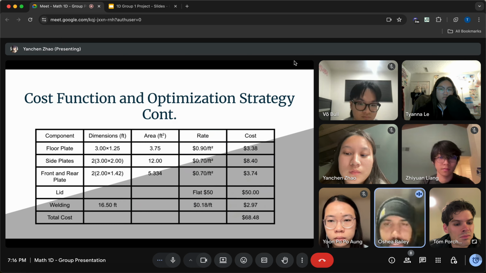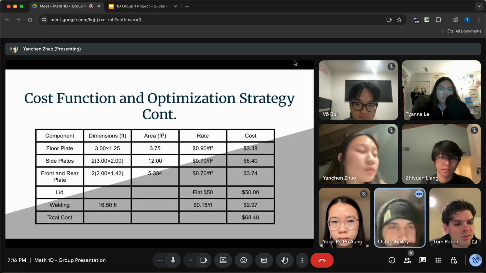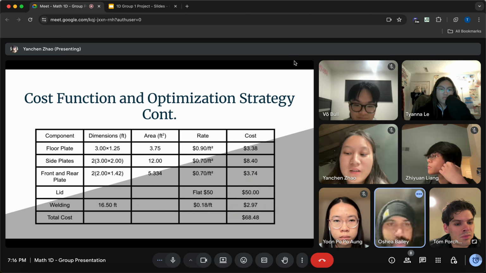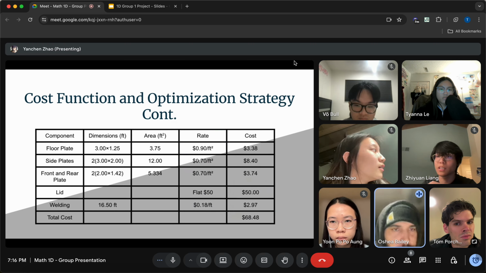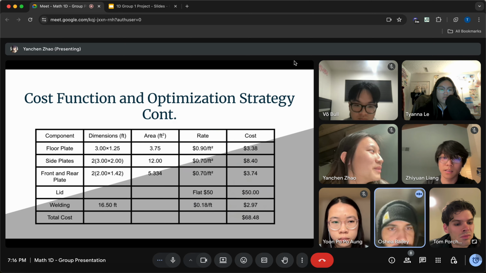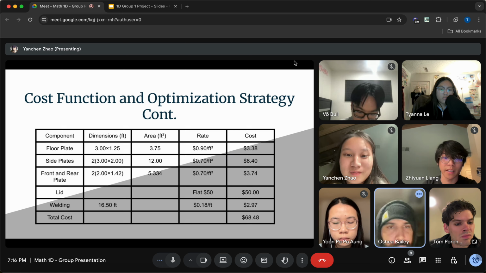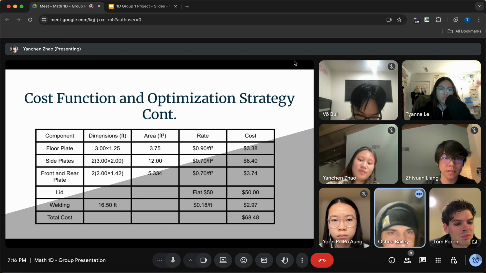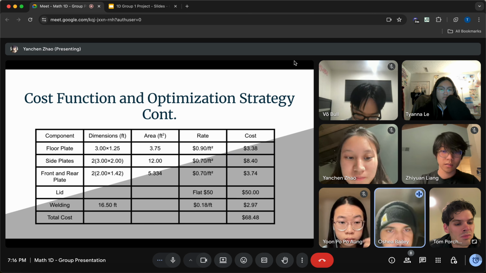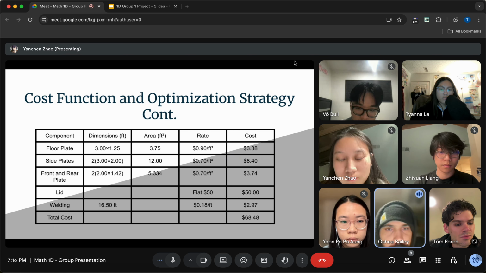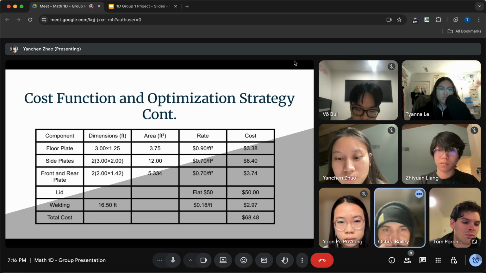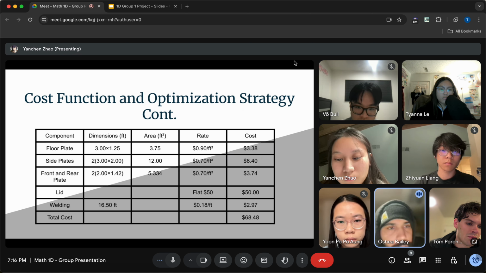This is a table for the calculations for each component. On the far left column is each component. The second column has the dimensions for each part. The third column is the areas for each part. The next column is the rates. The last column is the cost, with a total cost of $68.48.